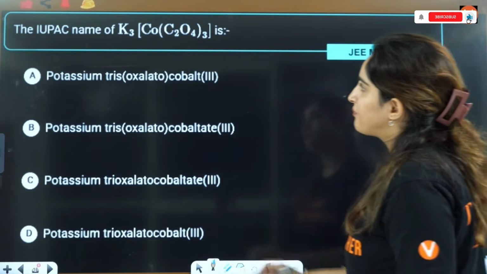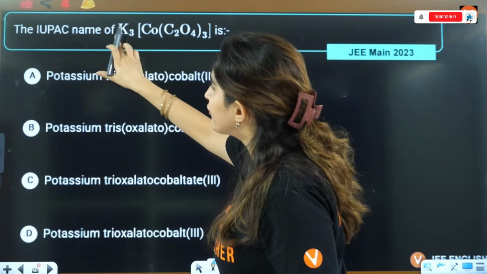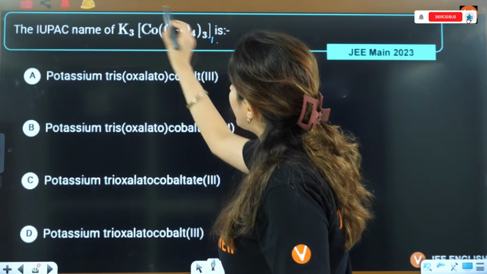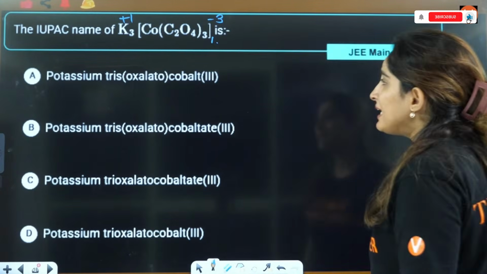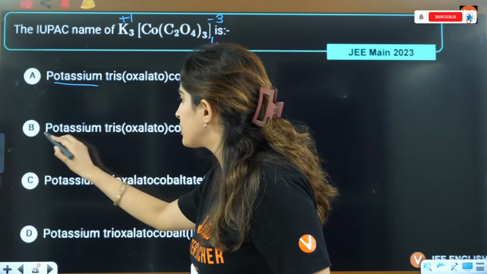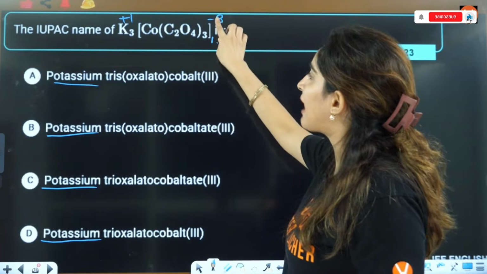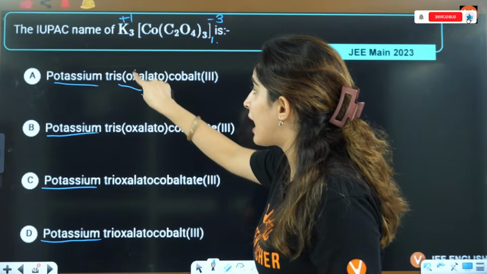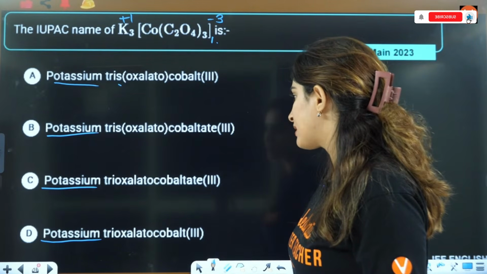What about this one? Now always remember that cross multiplication is there. In front you have a cation and here you have an anion. If this is 3 and this is 1, that means here it must be plus 1, here it must be minus 3, right? So firstly I will name the cation. So firstly I will write potassium, okay. Then here I will firstly write the ligand name, that is oxalato. So I will write not tris, wait a minute, trioxalato, right?